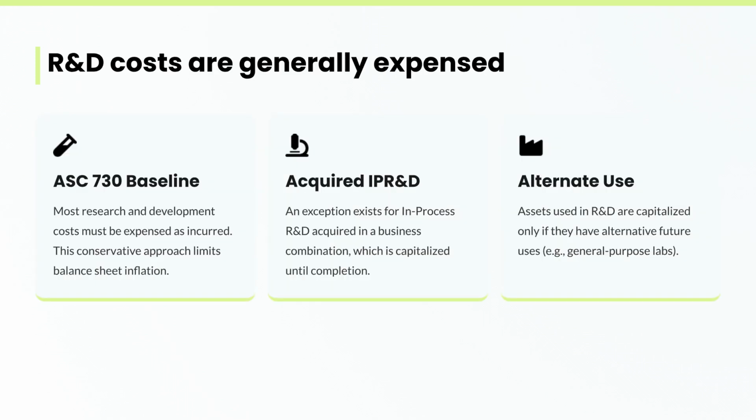What happens when a company develops intangibles internally? Under ASC 730, the baseline rule is highly conservative. Most research and development costs must be expensed immediately as they are incurred. This prevents companies from artificially inflating their balance sheets with failed projects. However, there are a couple of exceptions.